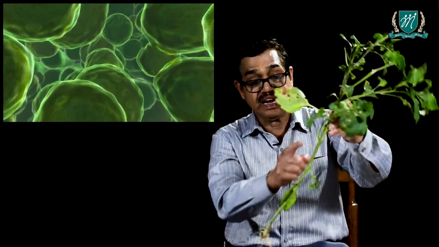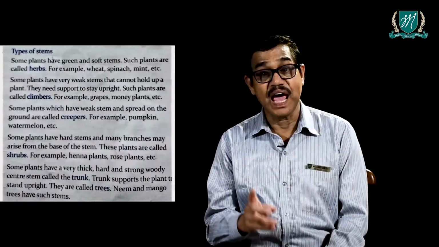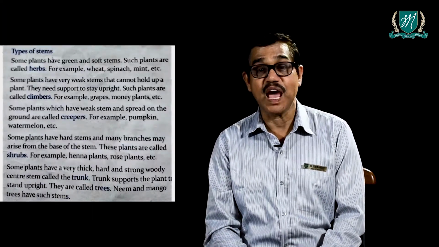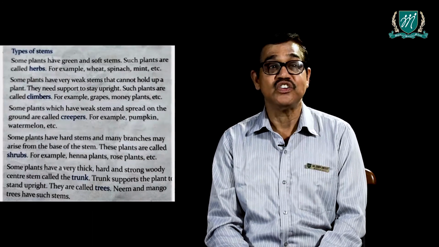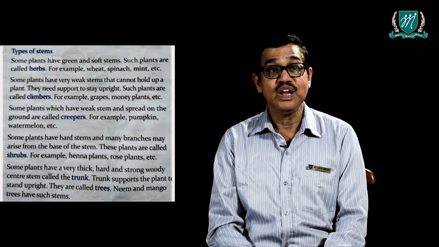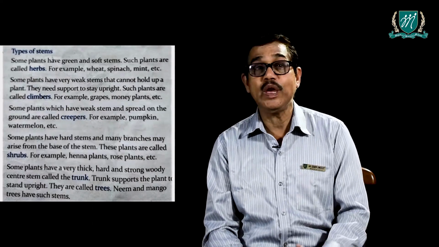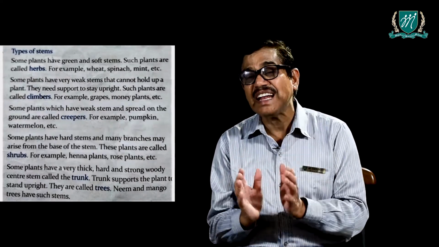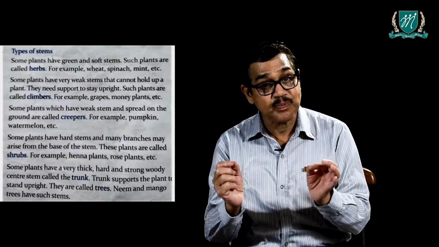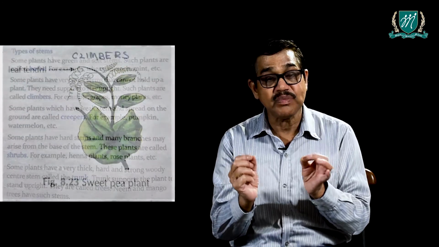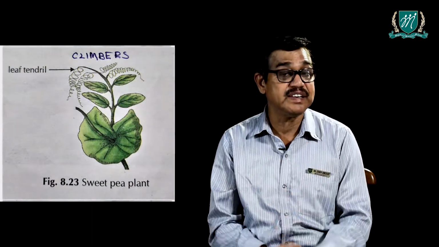Some of the stems can store food. Some others can do the function of leaf also, and those are green in color as it is here. Types of stem. There are different types of stem such as herbs, climbers, creepers, shrubs, and trees. Now, herbs are those plants which have soft and green stem. The climbers have weak stem and they have special apparatus to help them to climb called the tendrils.